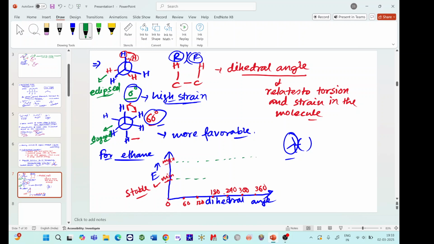This is the energy maxima. This is the energy minima. At 0 degrees you can see it is unstable because of high energy, so it will be at this position. Then at 60 it will be at this position. If you rotate one more 60 degrees, it will be exactly the same as the 0 degree condition, so it will again be at high energy. At 180 it will be low, 240 high, 300 low, 360 high. So how will the energy plot look? Something like this.